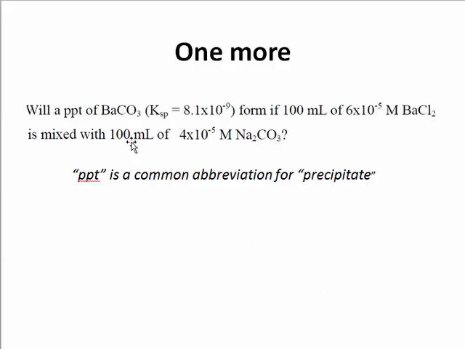Okay, here's one more example. Will a precipitate of barium carbonate form if 100 milliliters of 6 times 10 to the negative 5 molar barium chloride is mixed with 100 milliliters of 4 times 10 to the negative 5 molar sodium carbonate? Again, we're going to assume the volume of the mixture is the sum of 100 plus 100. Remember, PPT is a common abbreviation for precipitate.